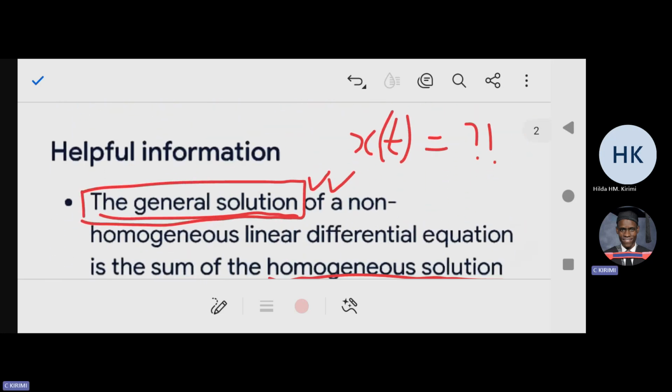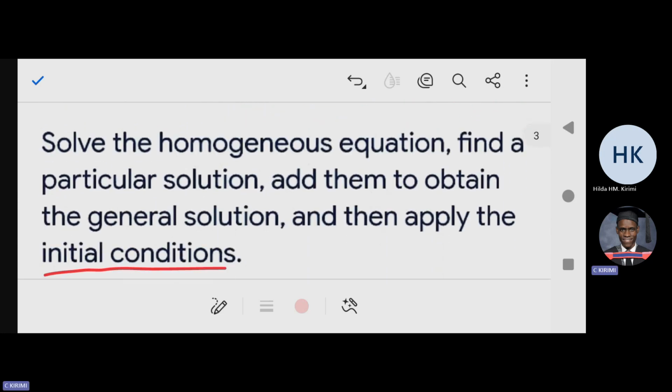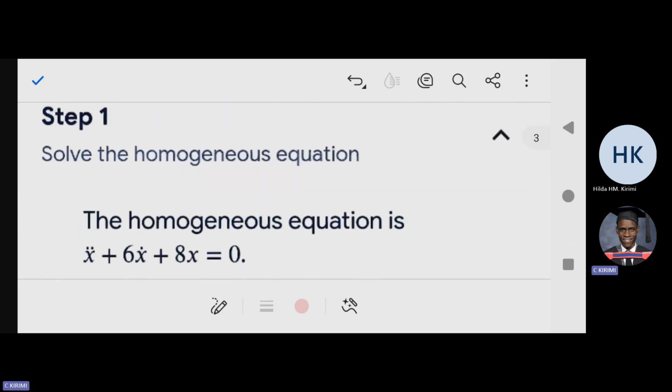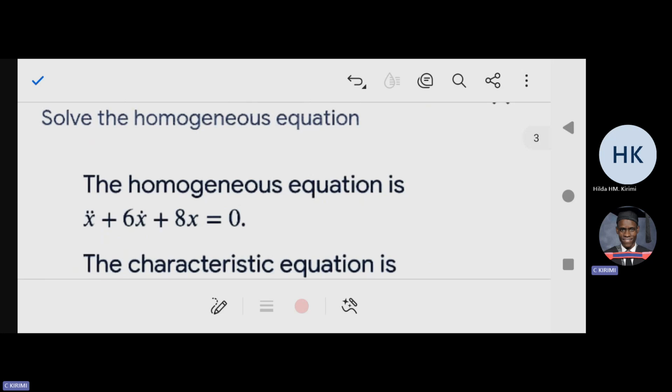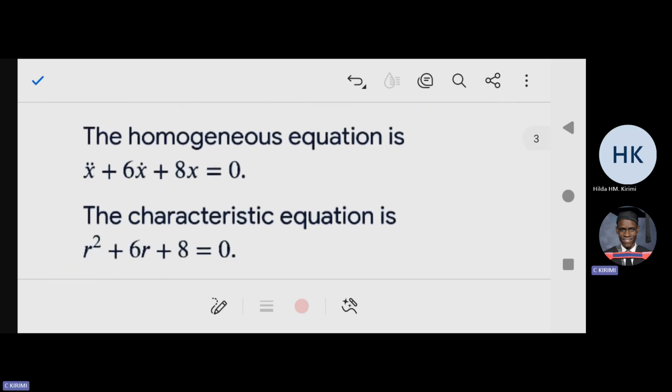So let's solve the homogeneous equation. Now we are solving the homogeneous equation, so we have equated this equation to 0. Now we want to solve it. What do you do? Since you are seeing the double dots there, r represents the root. You want to find the root of this equation, just like when you are solving a quadratic equation, isn't it?